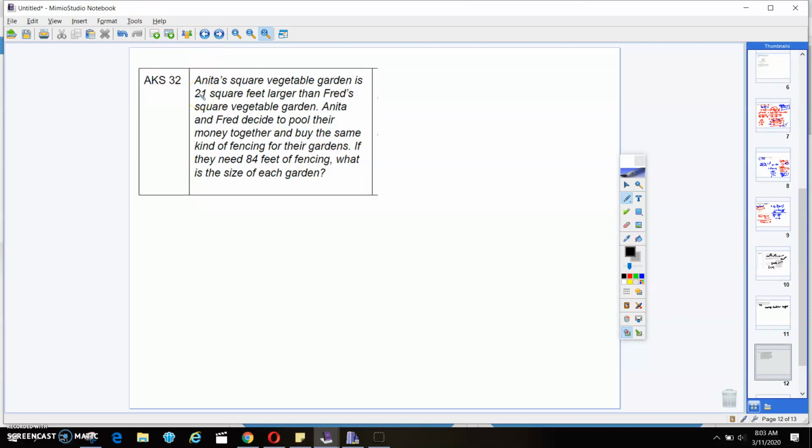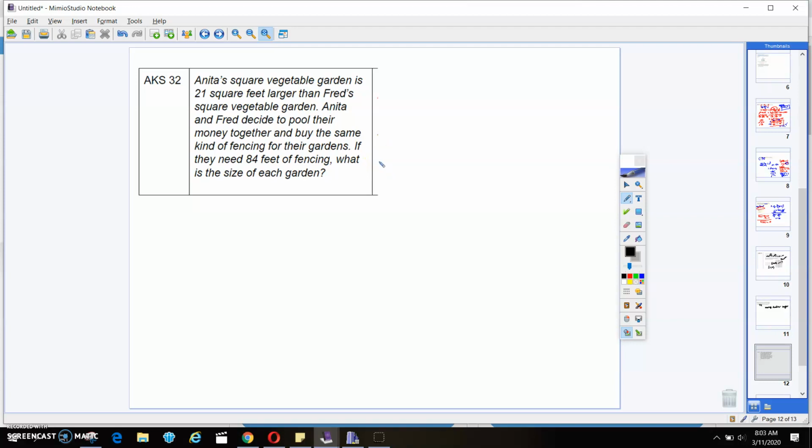Alright, I'm going to do one on 32. Okay, it says Anita's square vegetable garden is 21 square feet larger than what? We didn't go over the middle one. Yeah, I'll put it in a later video.